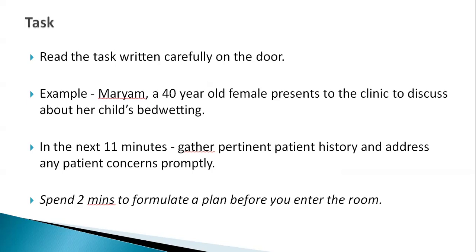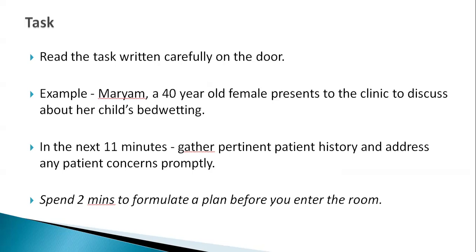So we know the agenda, and we know what we want to do. So in this case, we're supposed to spend 11 minutes to gather history, and we now do counseling. We educate the patient. So we have to divide our time. Maybe you can spend roughly 6 or 7 minutes to do history taking, and the remaining maybe 4 minutes to do counseling. But before we enter the room, we need to quickly spend about 2 minutes to formulate our plan.